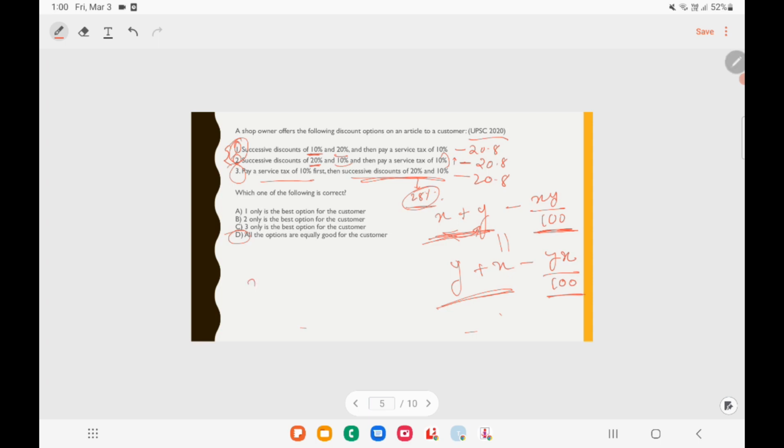And your generic percentage formula is x plus y plus xy by 100. Here also if you rearrange y and x, you are going to get the same value, right? So for all the options, in whatever way you rearrange it, it is going to be the same. So here all options are equally good. So in this way also, using your idea, you can solve this. You don't need to find out the effective percentage. You just need to understand that in all these cases it's going to come the same, because in the successive percentage formula, if you rearrange x and y, you're going to get the same value. Okay, so just remember that.